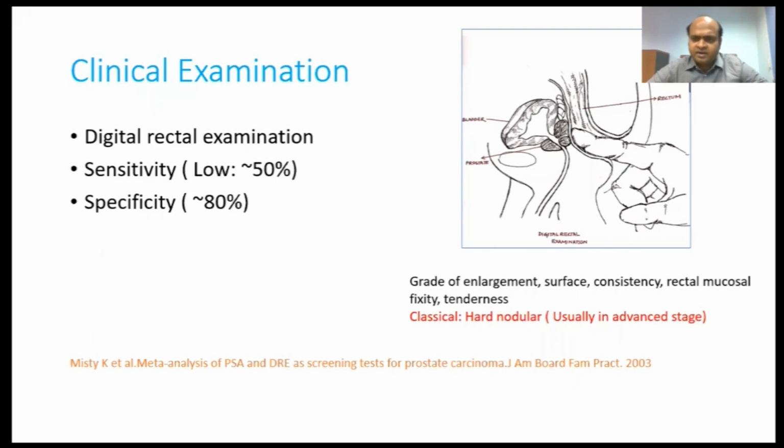If the prostate cancer is locally advanced, it may involve the rectum also. So we can understand this if the rectal mucosa is fixed. And if the prostate is tender, we can understand that this may be related to some prostatic infection. The classical finding in prostate cancer on DRE is a hard nodular prostate, but this is usually found in the advanced stage of the disease. The digital rectal examination has a low sensitivity, approximately 50%, however, a decent specificity of approximately 80%.